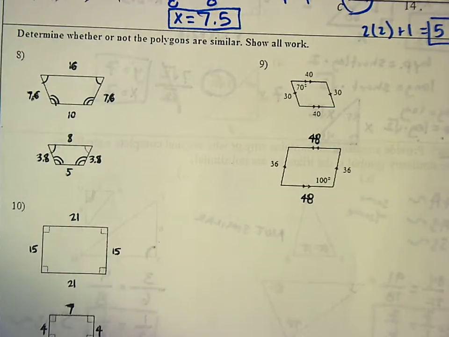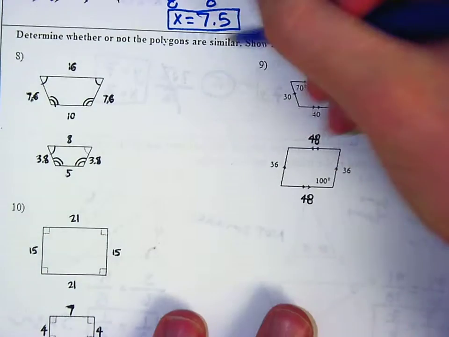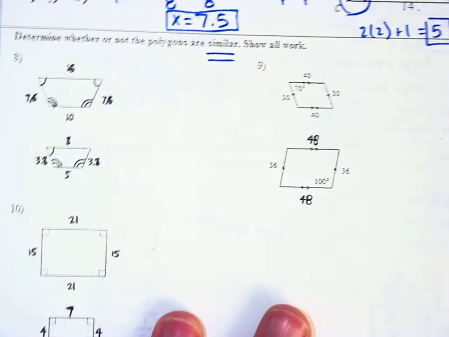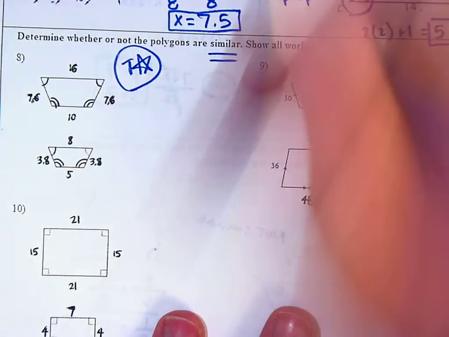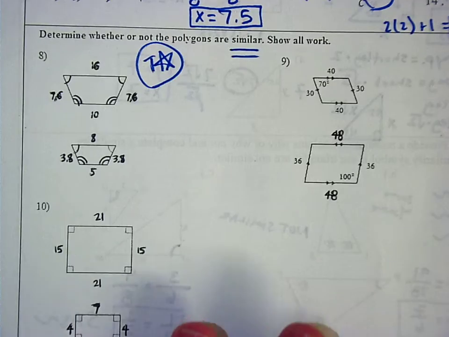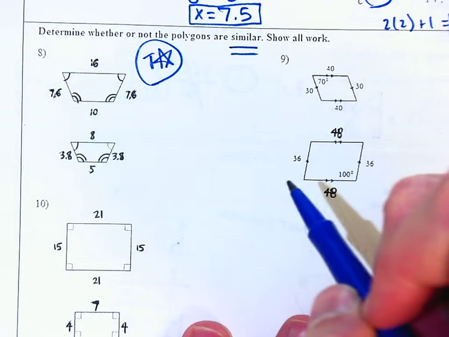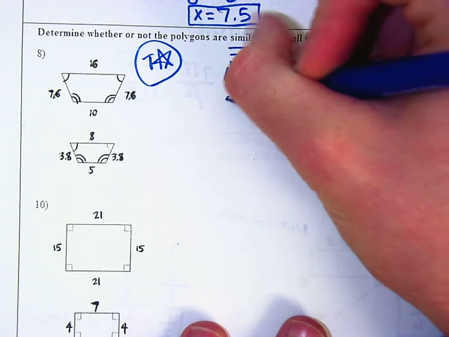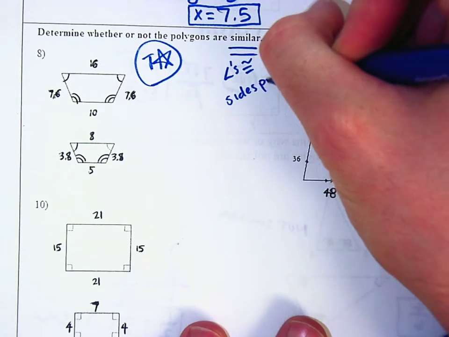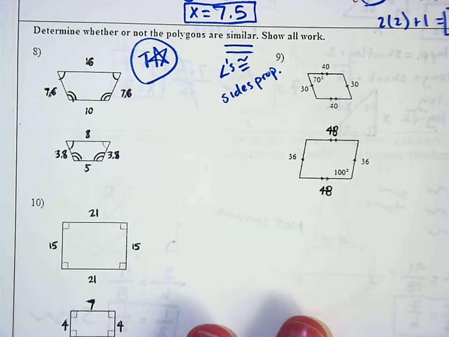All right, now we're going to look at some problems that should look really familiar to us by now because all we're determining is whether or not these polygons are similar. And there will be one just like these on the test. Now the way that we determine if they're similar is by showing that their angles are congruent and their sides are proportional. And remember, that just goes back to our definition of similarity.